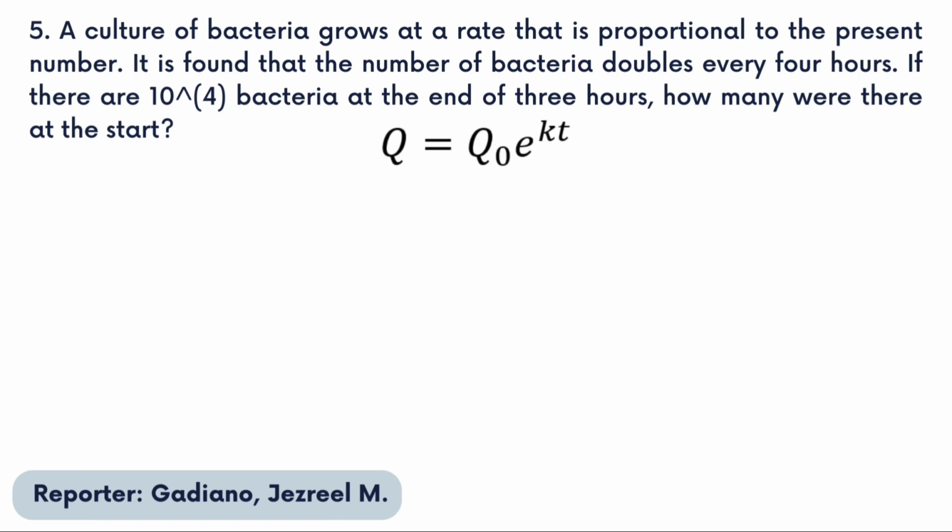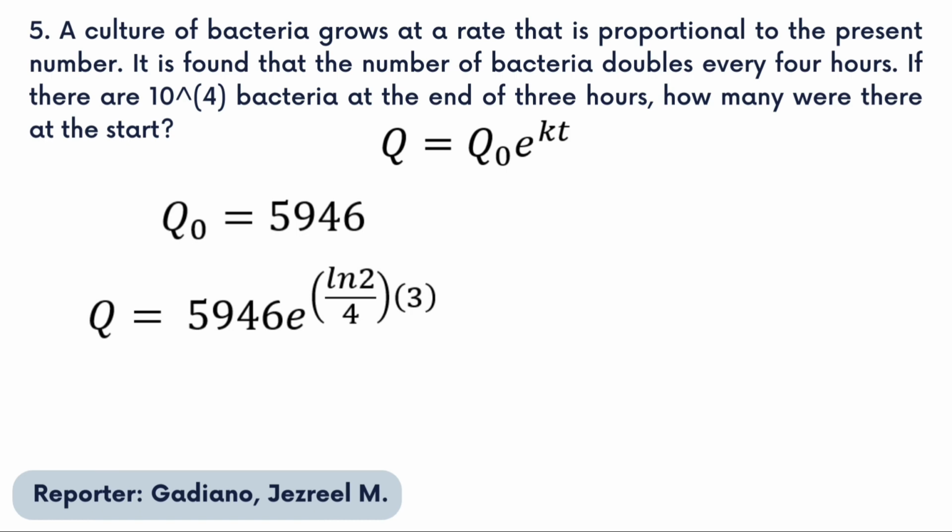Gamitin ulit natin yung formula. Q is equal to Q sub 0 times E raised to KT. Unahin na muna natin si 5,946 as the initial quantity. Q is equal to 5,946 times E raised to ln 2 over 4 times 3. Let's use our calculator again. Ang magiging sagot is 9,999.94017. Pag ni-round up to the nearest whole number, magiging 10,000.